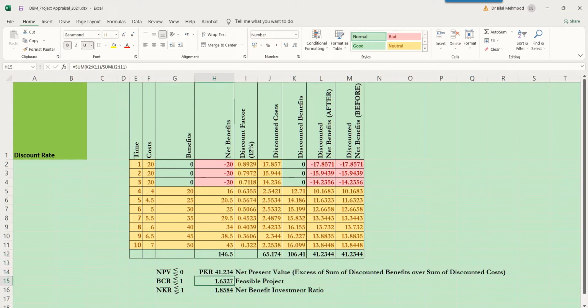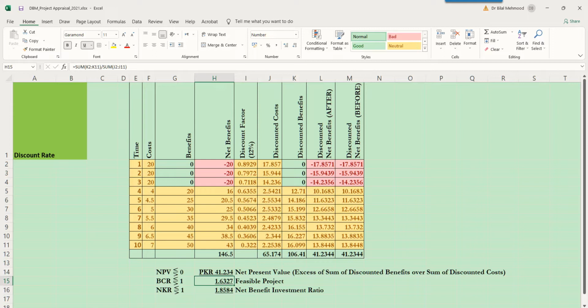Either way I get the same answer, which is 1.6327, which means that it is a desirable project, and you can see it is visible here as a feasible project. So in this way BCR can be calculated effortlessly by using a simple formula of ratio and sum.